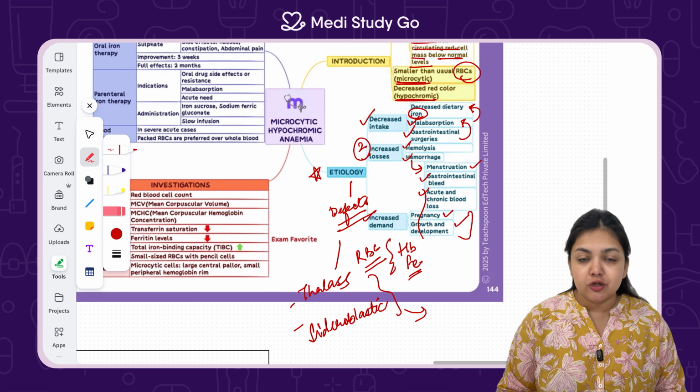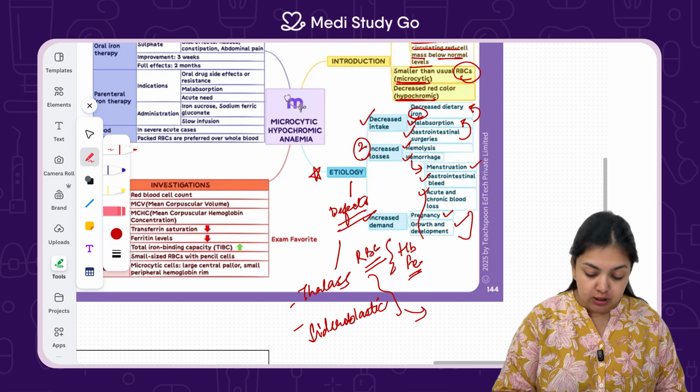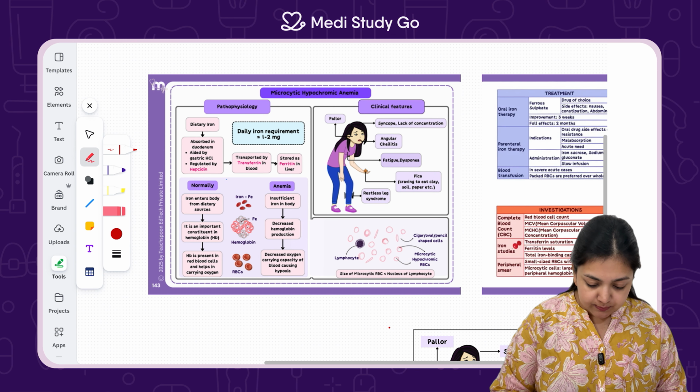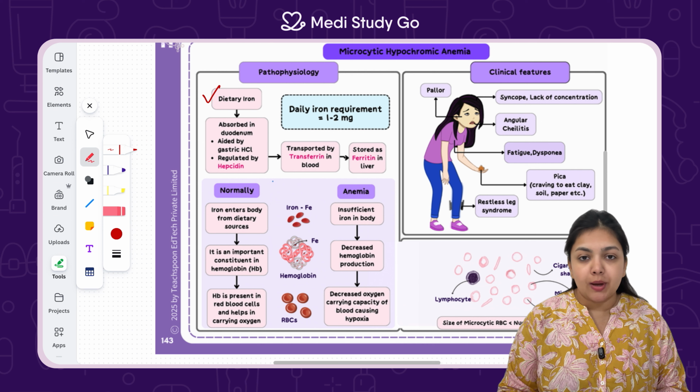After we know the etiology of a disease, we need to know how the disease is progressing and what its pathophysiology is. So coming on to pathophysiology, normally, the iron we consume is via the diet we take.